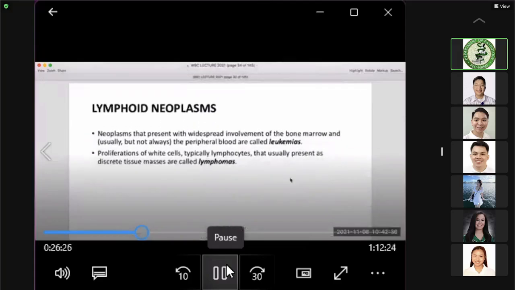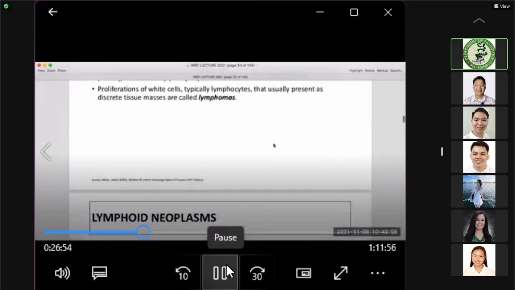Okay, so neoplasms that present with widespread involvement of the bone marrow and the peripheral blood are known as leukemia. But if it is situated in discrete tissue masses, you call it lymphoma. In the lymphoid tissues, in the lymph node, you call it lymphoma. But if you get to see it in the bone marrow and the peripheral blood, then you call it leukemia.